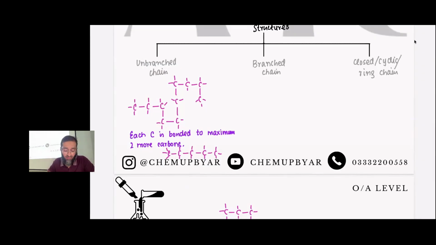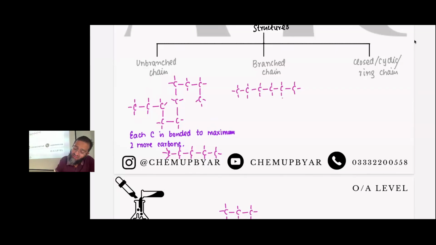Okay. Now, the branched chain structure. For example, if I draw it like this, then is it a straight chain? Right? So why is it a straight chain? Because there are carbons which are bonded to one more carbon or a maximum of two more carbons. That's why it's a straight chain.